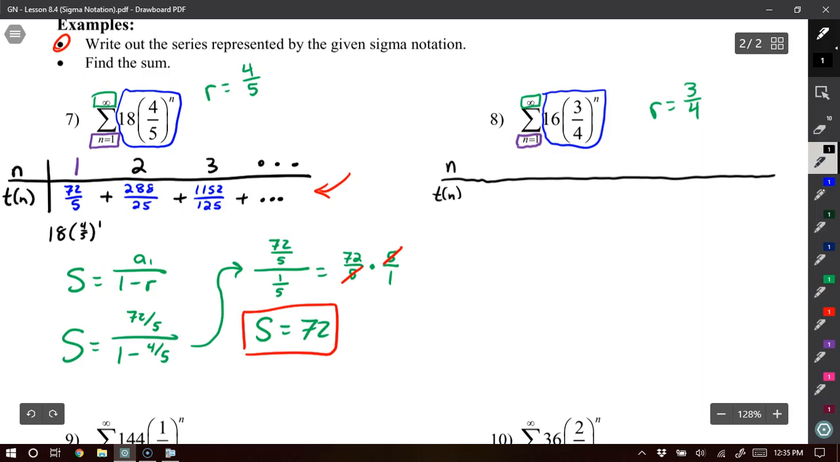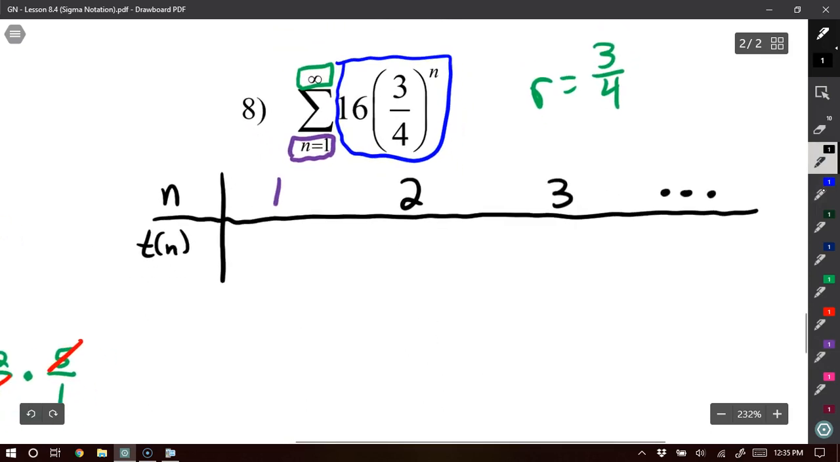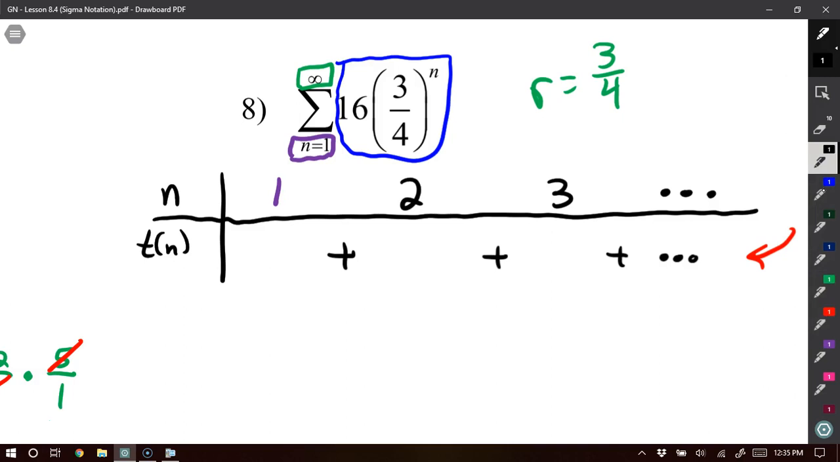So I have n, t of n. The first position is the one I'm starting at, n equals 1, and I'm going to count up to position 2. I'm going to go to position 3, and we're told it goes to infinity, so dot, dot, dot, plus sign, plus sign, plus sign, dot, dot, dot, because we're asked to list out the series, which means they're separated by plus signs. And I'm going to plug in the first term, which is 1 for n.